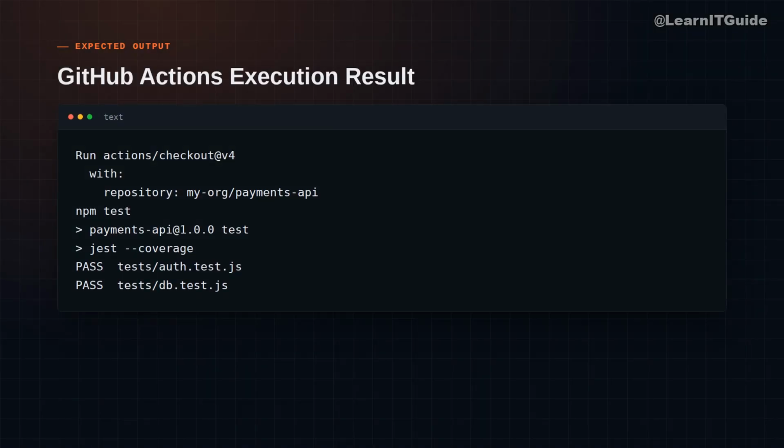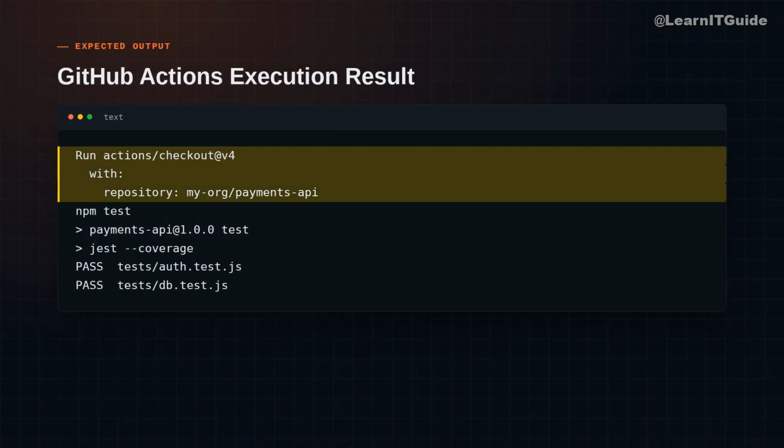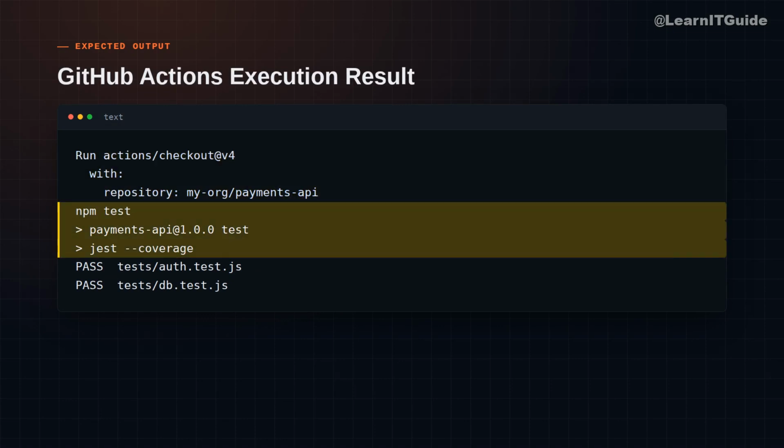This is the expected output. You see the checkout step complete, followed by the test suite running cleanly. It is fast, predictable, and the logs are easily searchable directly inside the GitHub interface.